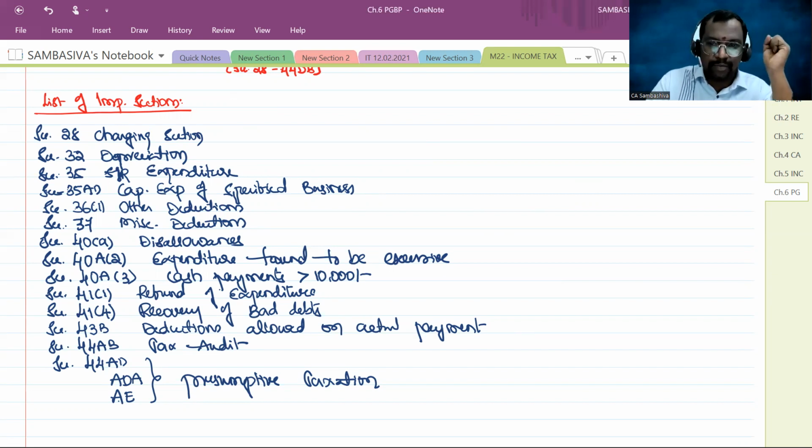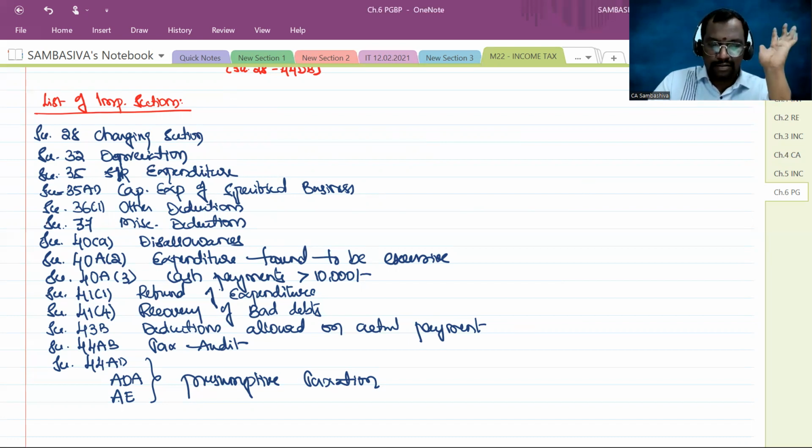41(1), refund of expenditure: how we are going to deal with the refund of expenditure. 41(4), recovery of bad debts. 43B, deductions allowed on actual payment. There is a list of 7 to 8 expenses where the deduction is allowable on actual payment, irrespective of the method of accounting being followed. And 44AB, tax audit. What do we mean by tax audit? To whom is it mandatory? What are the threshold limits? If tax audit becomes mandatory, what do we have to do? Everything we are going to learn in 44AB. Then 44AD, 44ADA, 44AE, which deal with the presumptive taxation provisions with respect to residents.